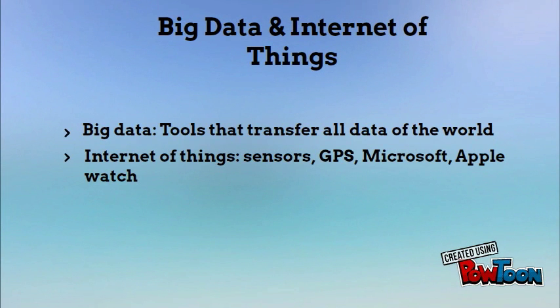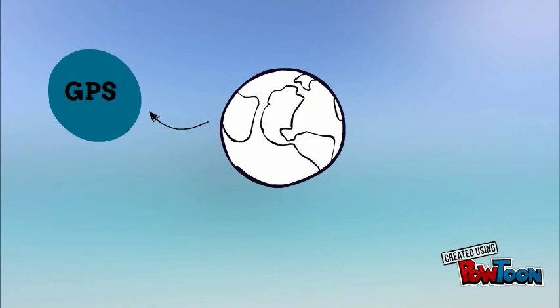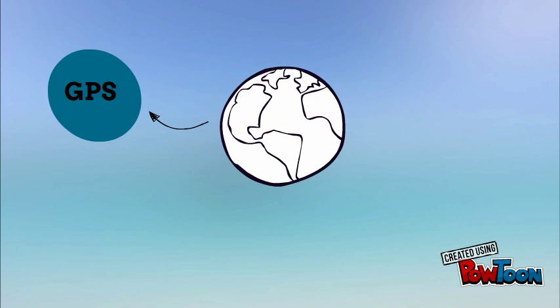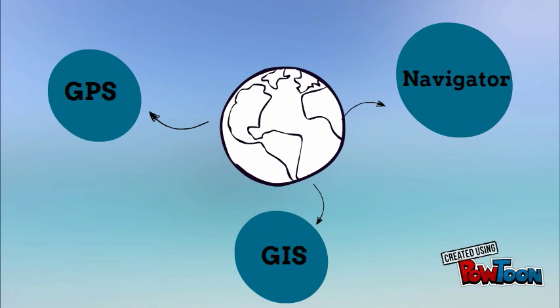And for big data, tools that transfer all data of the world, Internet of Things such as sensors, Apple Watch, GPS. So the GPS, the Global Positioning System, 32 satellites around the world sending the latitude and longitude setting where you are. The GIS, the Geographical Information System, a computerized map, so it's just about where you are according to a map. And the Navigator, it's the GIS and GPS together.